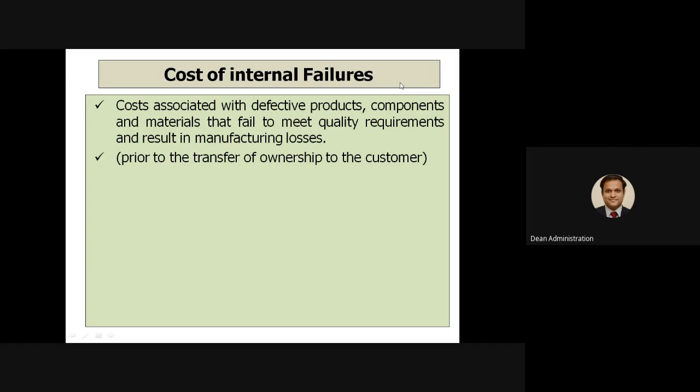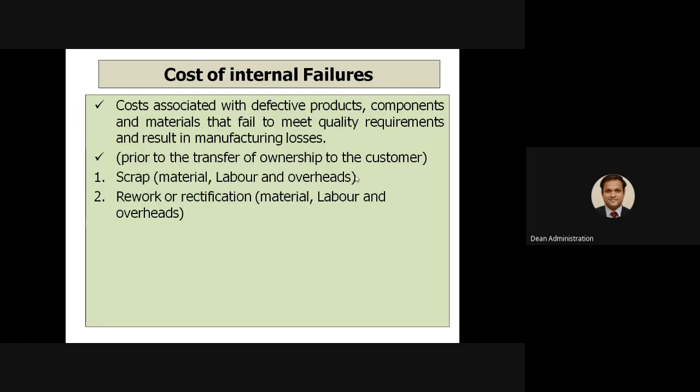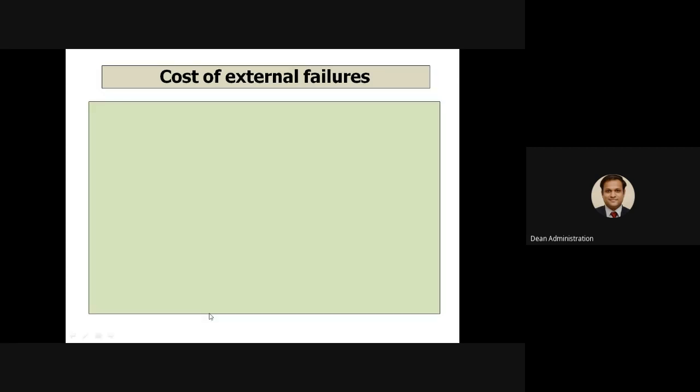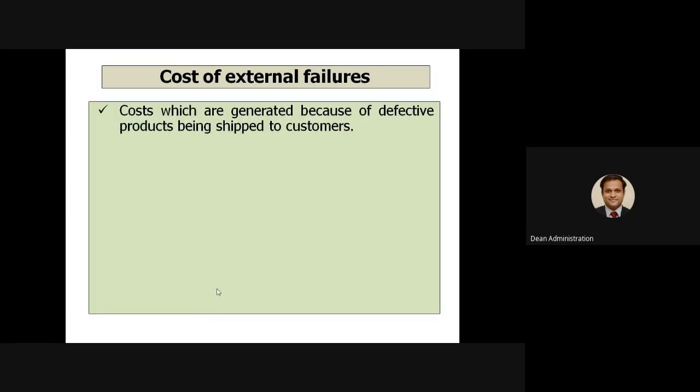That means within the industry compound, you have found what the error is prior to the transfer of ownership to the customer. Okay, so that leads to scrap, rework, reinspection, downgrading, waste, failure analysis, and loss of production time. But the last one is the most serious, that is cost of external failure. That means you have not designed it well, you have not been able to find it in quality audits, you have not been able to find it within the compound of the industry. The product has gone over to the customer, and then and only then it has failed. Okay, so that type of cost is very, very high.